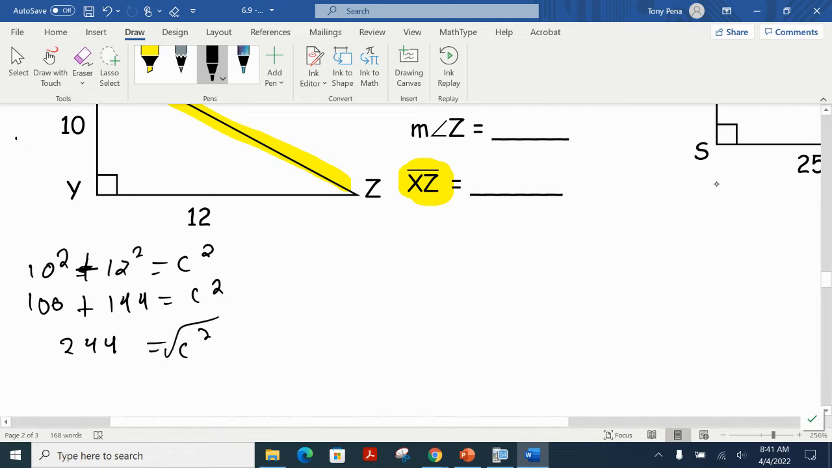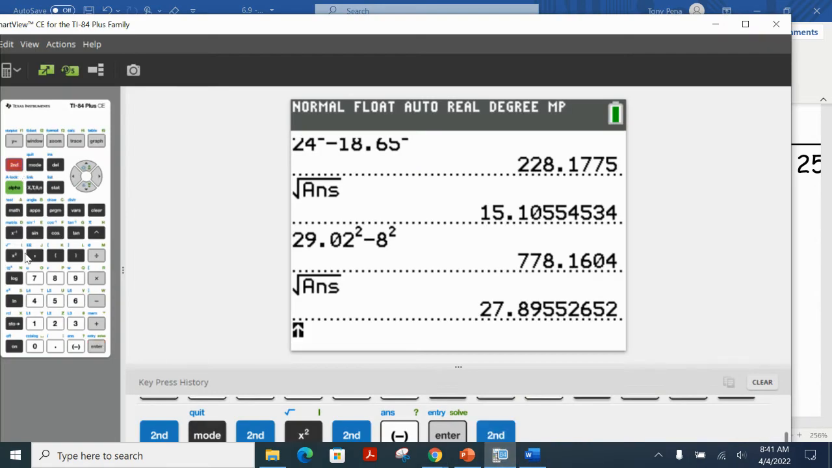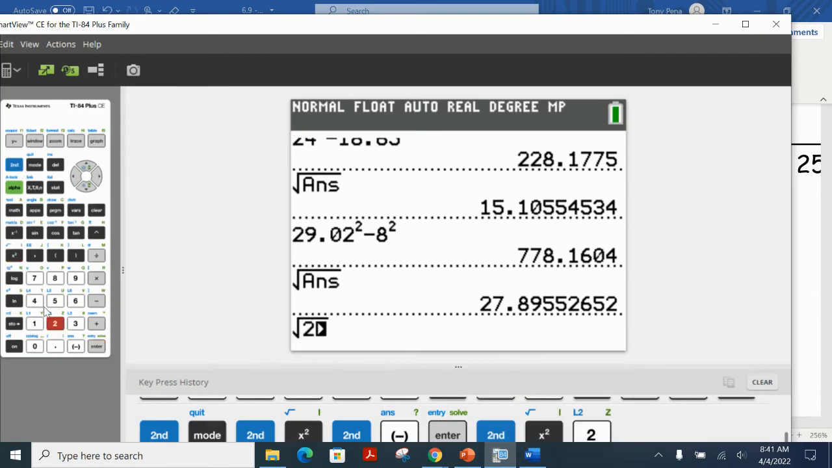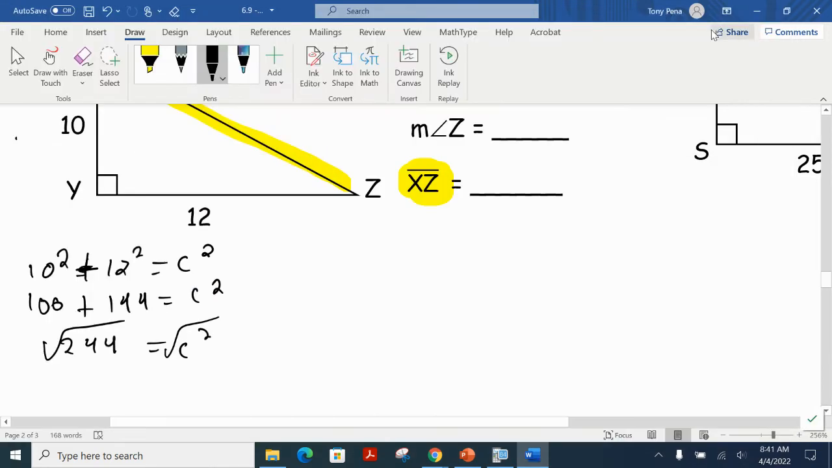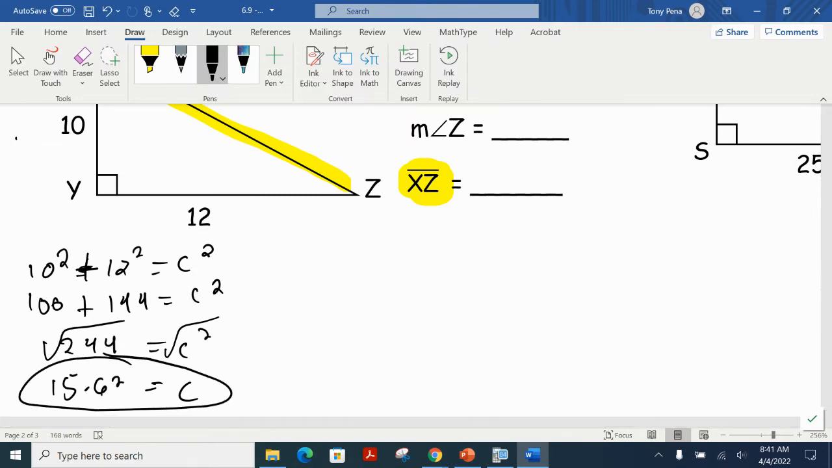We get rid of squares with square roots, so we do the square root of 244. I said you can round these to the decimal, so don't worry about cleaning those up. Just whatever the square root of 244 equals. All right, 15.62. That's going to be your answer. Okay, so that should be the easy one here because we knew two of the three sides.